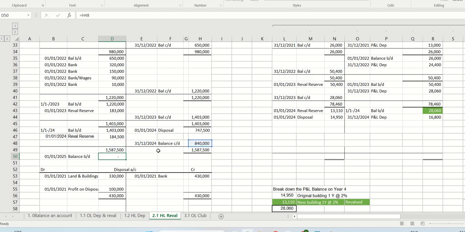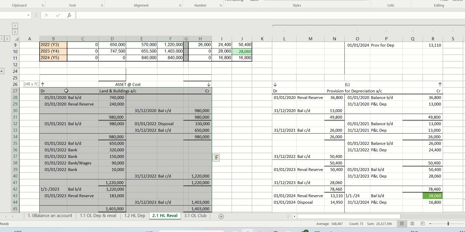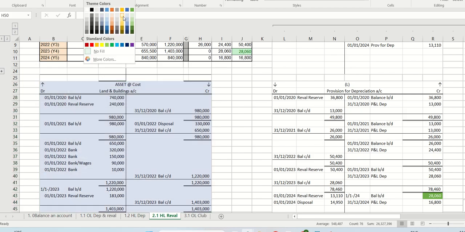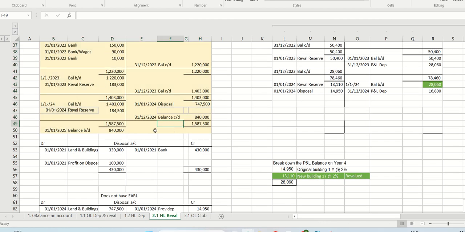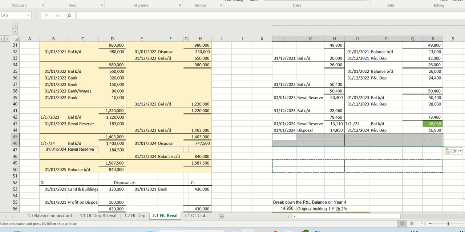So the balance BD at the end of the year, 840,000. So that is our asset account, fully done and dusted. Well done us. Okay. And we're going to do the same now for our provision for depreciation. So we're balancing the account.